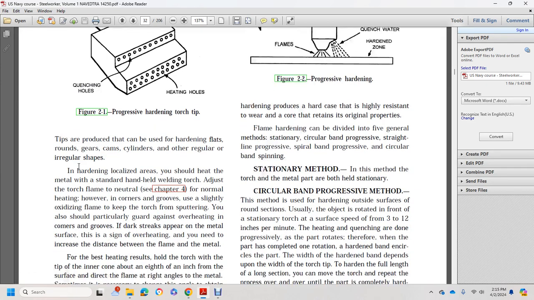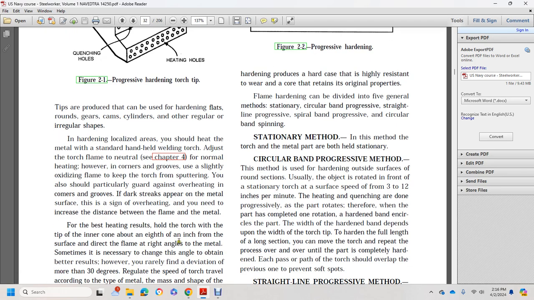Hardening localized areas should be done by heating the metal with a standard handheld welding torch. Adjust the torch flame to neutral for normal heating. However, for the corners of the groove, use a slightly oxidizing flame to keep the torch from sputtering. You should also guard against overheating of the corners and grooves. If a dark streak appears on the surface of the metal, it is a sign of overheating, and you need to increase the distance between the flame and the metal.